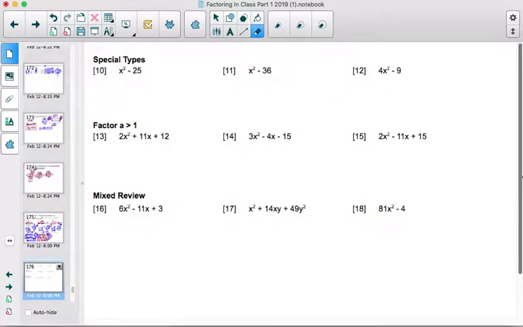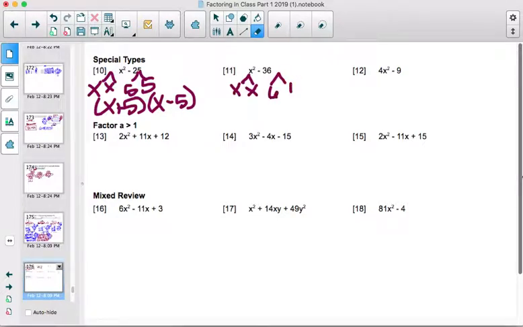Alright, so the special types are just finding out what goes into them. So we get 5 and 5, x and x. So I get x plus 5, x minus 5. X squared is x and x. 36 is 6 and 6. And remember, I need one positive, so I get x plus 6. And one negative, which is x minus 6.